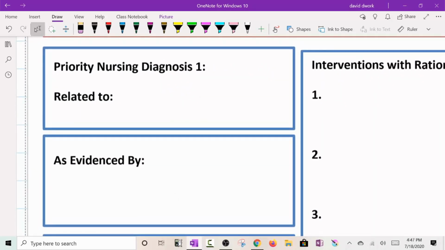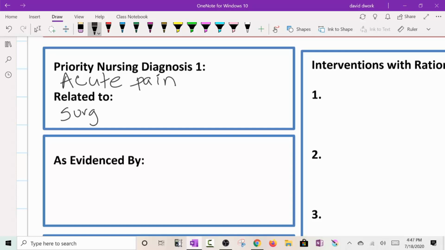There we go. Okay, so what you're going to do is we're going to write acute pain. And you can just write this on your paper for now. Related to surgical procedure.